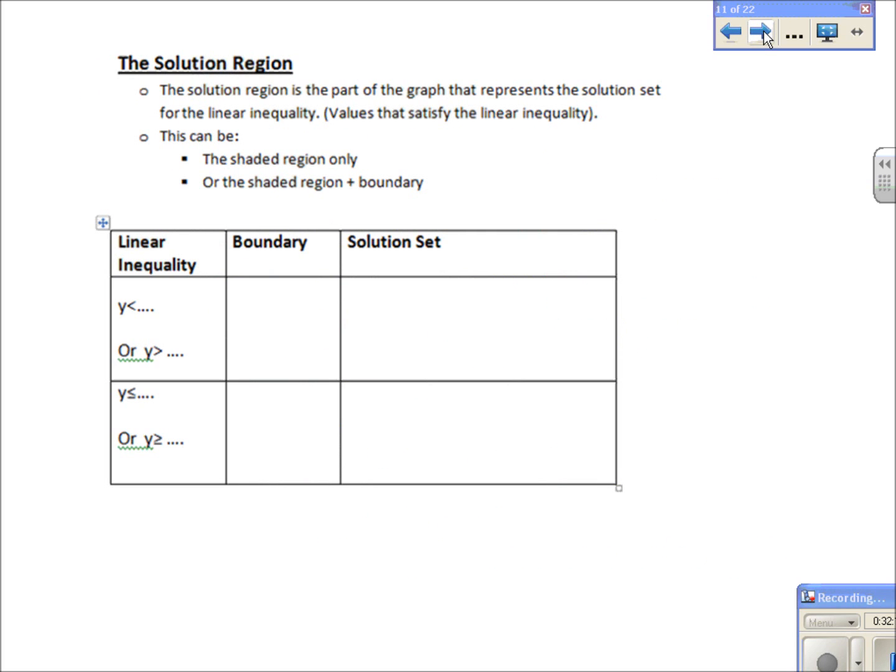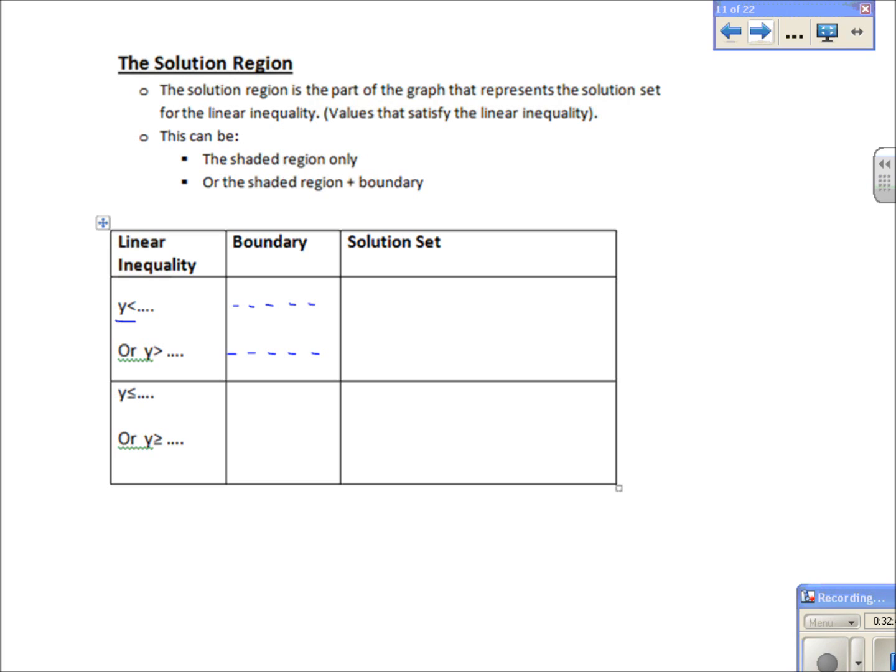All right, so let's do a quick summary then of what we've talked about here. We learned how to draw the boundary line in. So when we see something like this, for example, y is less than, that tells me that my boundary is going to be a dashed line. If y is greater than, same thing, a dashed line, because there's no possibility of being equal.